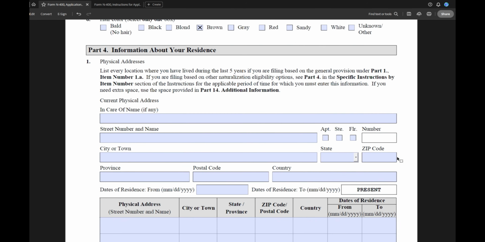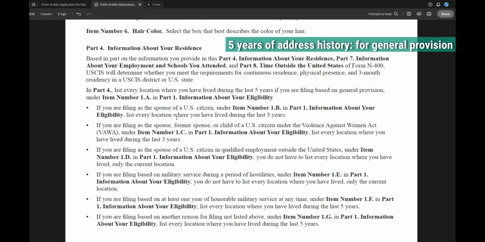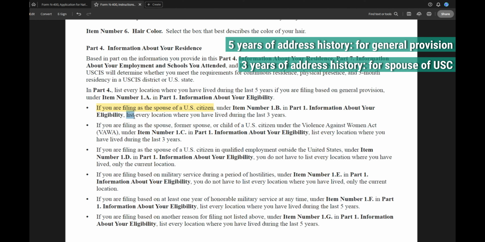Moving on. Now you're being asked to provide the history of your residence. Provide every location where you have lived in the past 5 years, but that is only if you are applying based on the general provision, the 5-year rule. If you are applying based on marriage to a US citizen, then you only need to provide your address history for the past 3 years. Same applies to VAWA applicants.